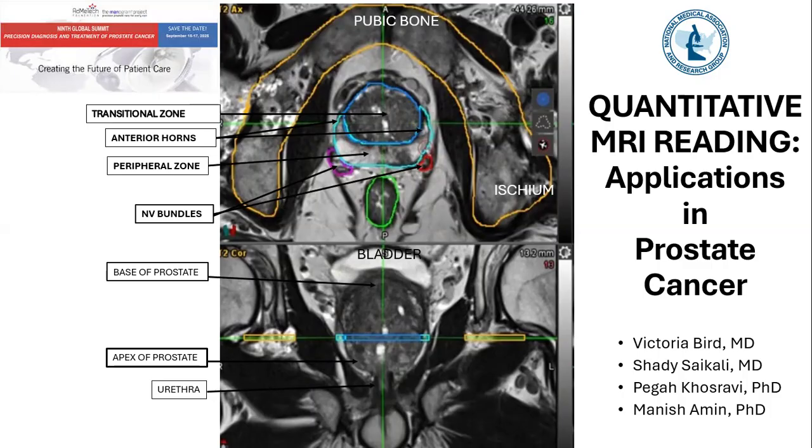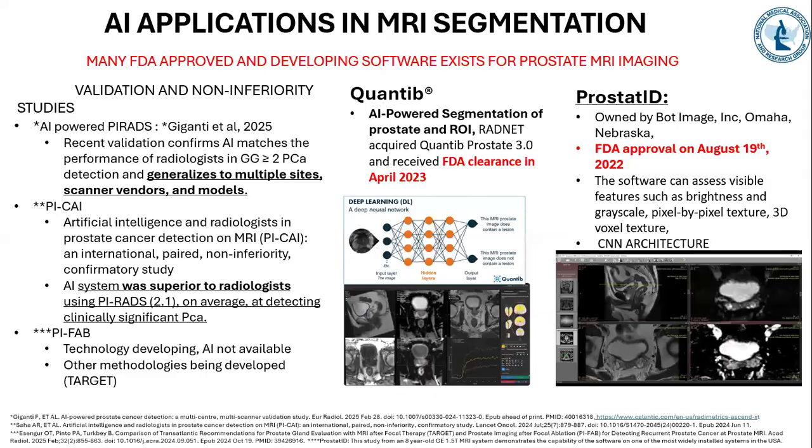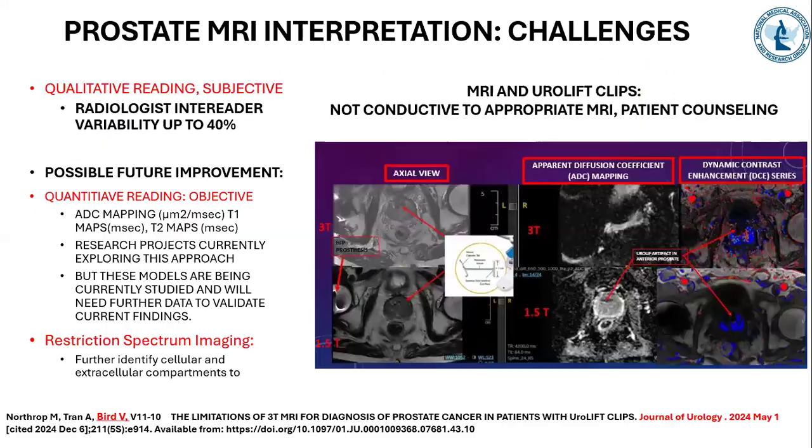We're going to talk about quantitative MRI reading applications in prostate cancer. I want to start by mentioning that there are many FDA-approved and developing software for prostate MRI imaging, and a recent study showed that the AI system was superior to radiologists using PI-RADS version 2.1 on average at detecting clinically significant prostate cancer. This is an example of two of many different software available.